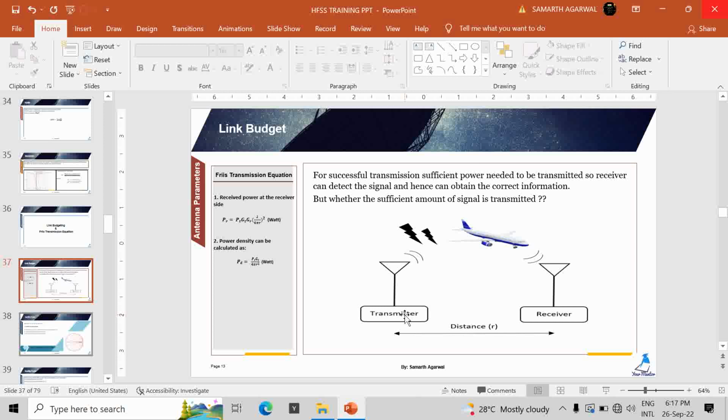Now power density can also be defined: how much signal strength there has to be for that signal, and the minimum power the receiver should be given. Power density can be calculated as PD equals PT GT divided by 4 pi r squared, which is also given in watts only.